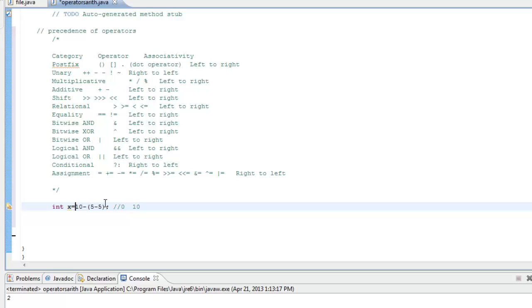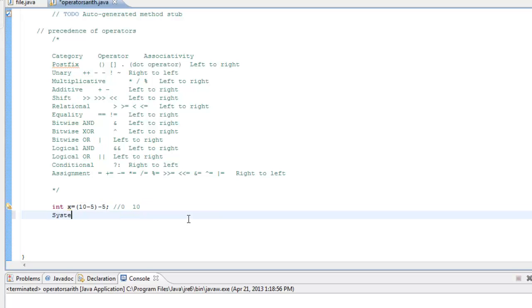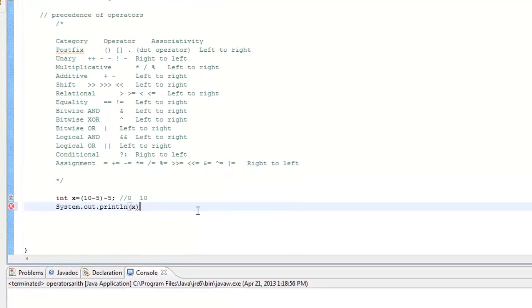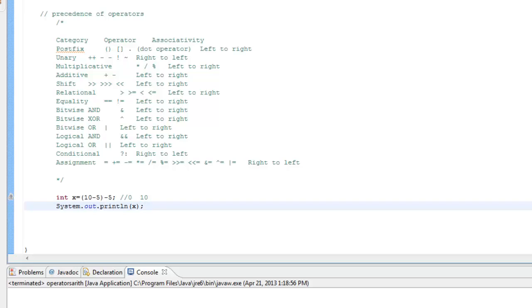So in Java, the expressions are calculated from left to right, and we will in a moment see what rules govern the expressions of Java. So in this case, the operator on the left is evaluated before the operator on the right, so we get a result which is 10 minus 5 minus 5, which is 0. Oh, we haven't printed x. So this is what result we get.